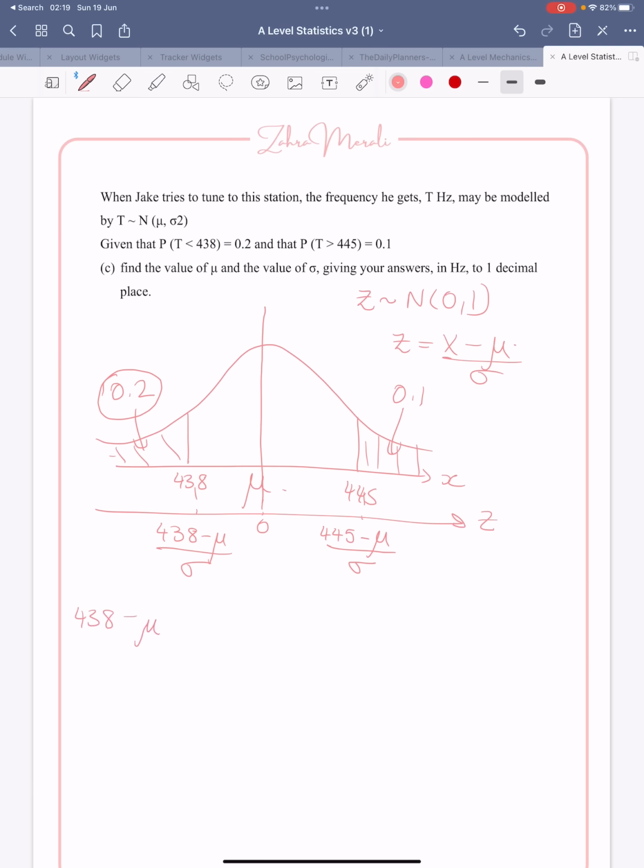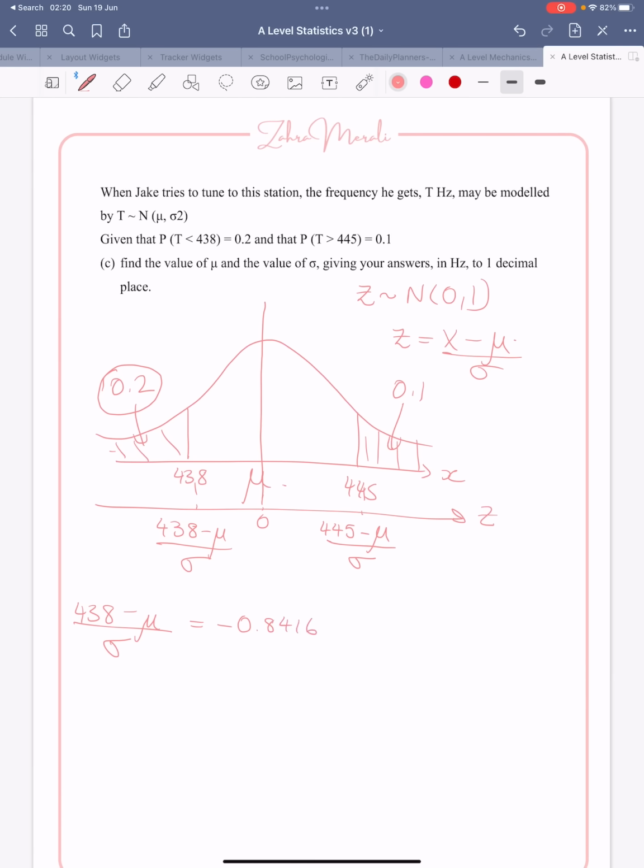So on your calculator, you could use inverse normal to get Z, and you should be able to get there quite quickly. And then we end up with two nice simultaneous equations to solve. So that one equals 1.2816. I'll let you solve those, but you end up with a standard deviation of 3.3, and they want it to one decimal place. So your mean is going to be 440.8.